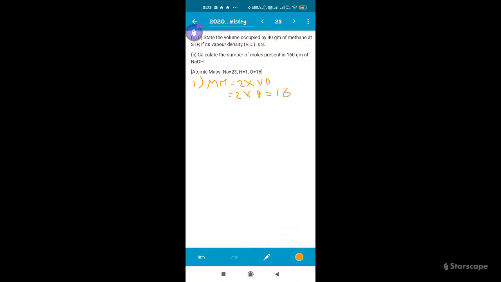Okay. Now we know one thing, that molecular mass occupies 22.4 liter. That means 16 gram of methane will occupy 22.4 liter. Okay. Now how many grams have been asked? 40 gram. So 40 gram of methane will occupy how much volume? So 22.4 divided by 16 into 40. So now if you solve it, you are going to get 56 liters as your answer. So this is the required answer. I hope it is clear.